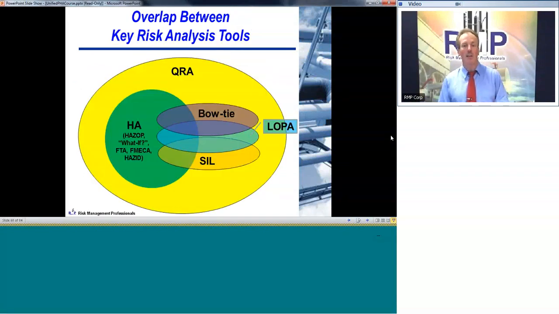When you're looking at the overall universe of quantitative risk assessment, your hazards analysis tools, HAZOP, what-if, fault tree analysis, FMECA, and HAZID, bowtie assessments, safety integrity level assessments, and layer of protection analysis, all these overlap significantly, and it's up to the experienced practitioner to choose a tool and use it where appropriate to get the kind of insights you want out of your analysis.